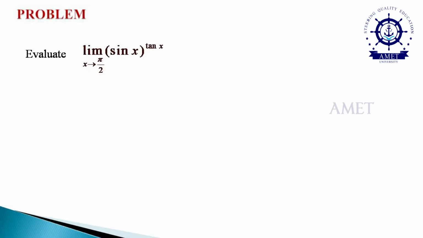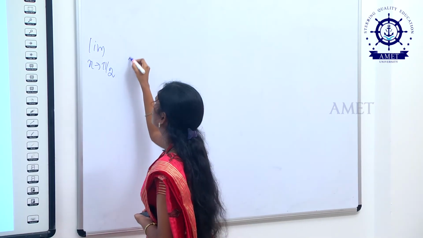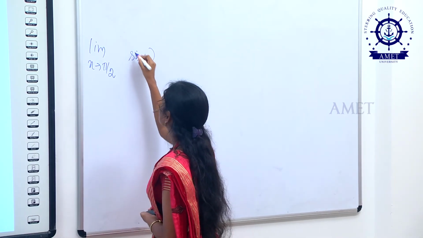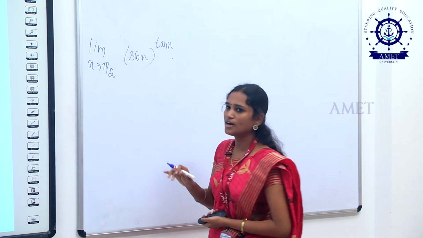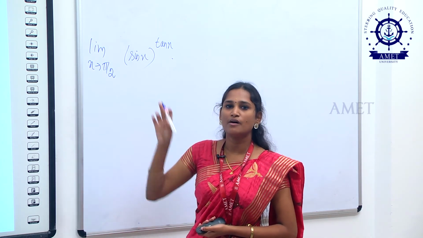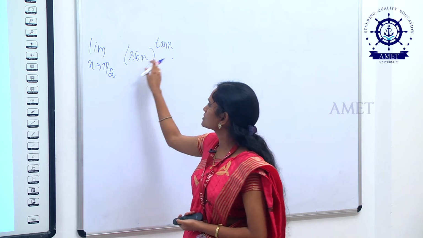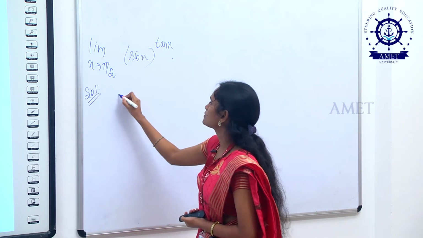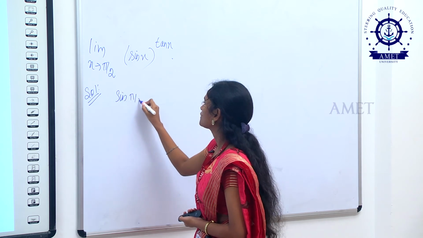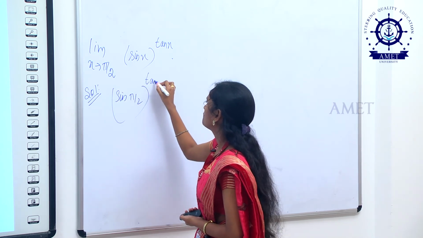Next, the problem: evaluate limit x tends to pi by 2 of sin x power of tan x. So here this is an indeterminate power function. Now start with the solution. First substitute the limit value. So sin pi by 2 power of tan pi by 2.